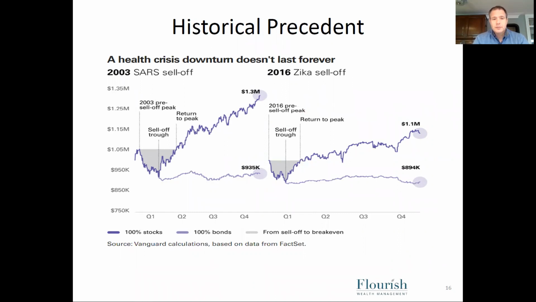You can see in both of these situations, there was a time period where it went from peak to trough, which is effectively the bottom of the market, and then back to peak. In both of these cases, it was 3 to 4 months from that peak to trough time period.